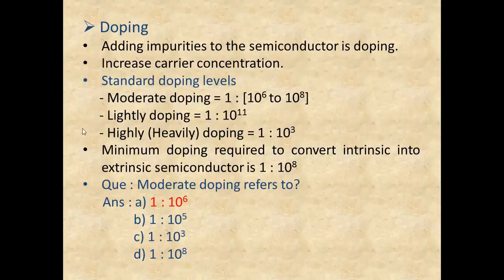Okay, so from these three standard dopings, they can raise a question, moderate doping refers to. So if you remember these three, you can directly mark your answer. And remember that I have mentioned 10 to the power 6 to 10 to the power 8. So if they ask for moderate doping, just tick the 10 to the power 6, not 10 to the power 8. That's why I put this question over here, that mark option A, not option D.